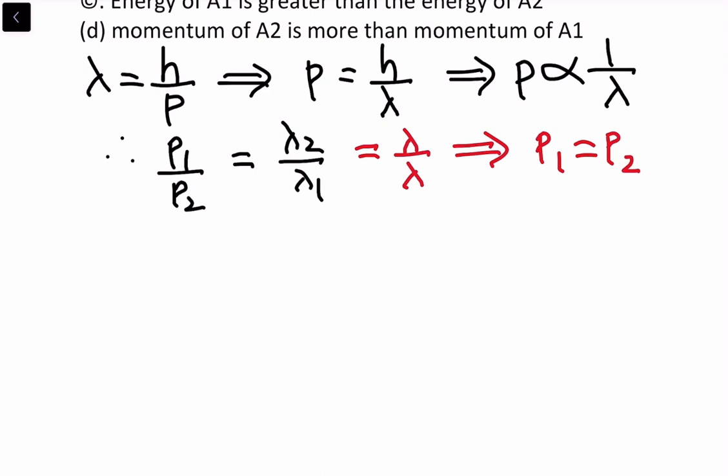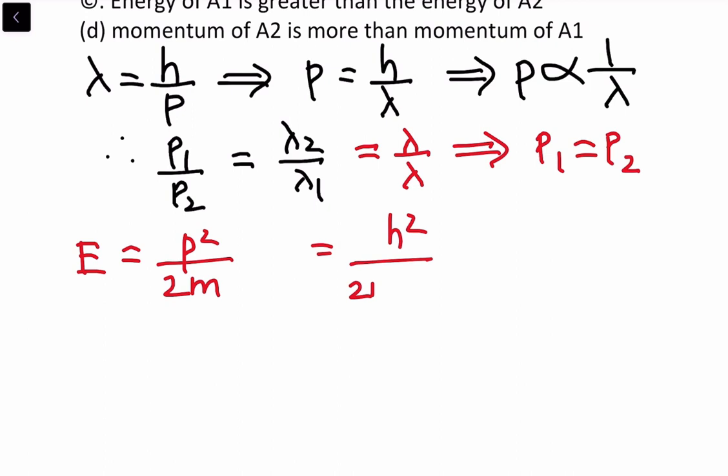Therefore P1 is equal to P2. Momenta are the same. Now coming to energy, E is equal to P square by 2m. We all know that. Then that is equal to h square by 2m lambda square, since P is equal to h by lambda. Just now we have seen.